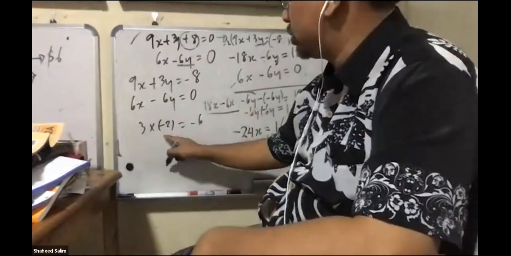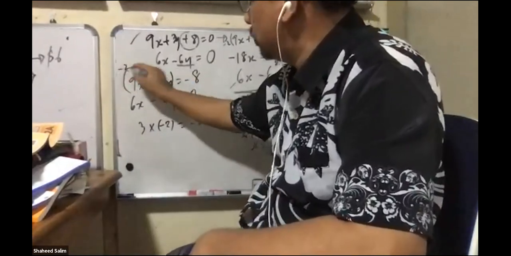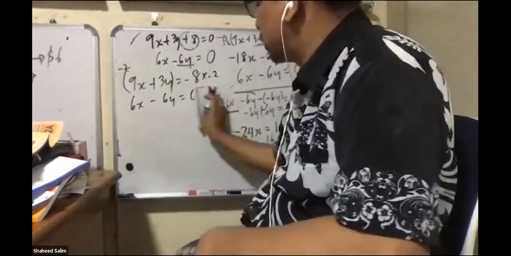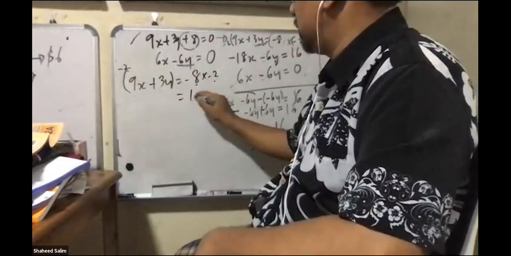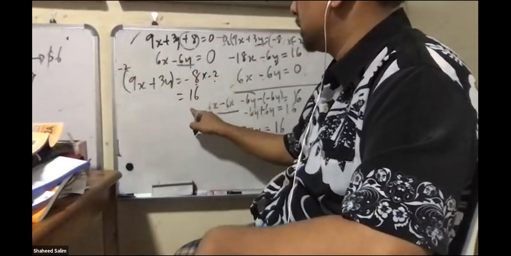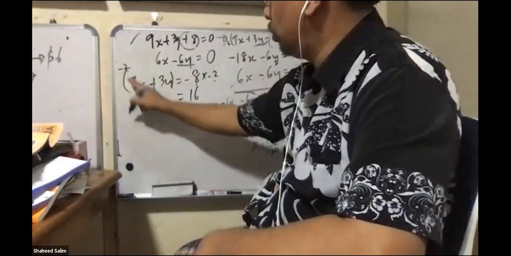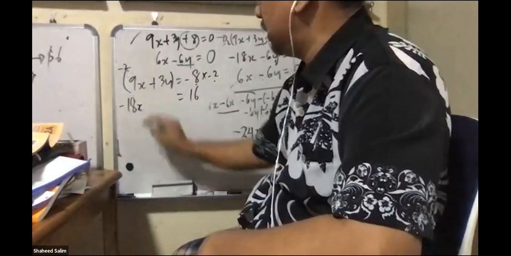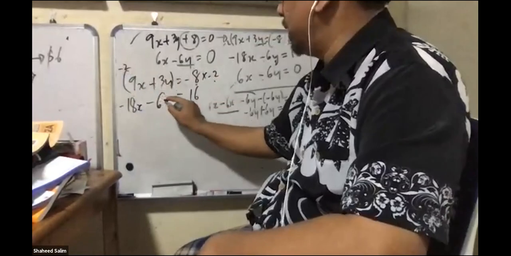So I times by minus 2. So down here, I'm going to put times minus 2, times minus 2. Okay, this one I write off first. So 8 times 2, 16. Minus times minus, plus. Down here now, minus 2 times 9, 18. Minus times plus, minus 18x. 2 times 3, 6. Minus times plus, minus.